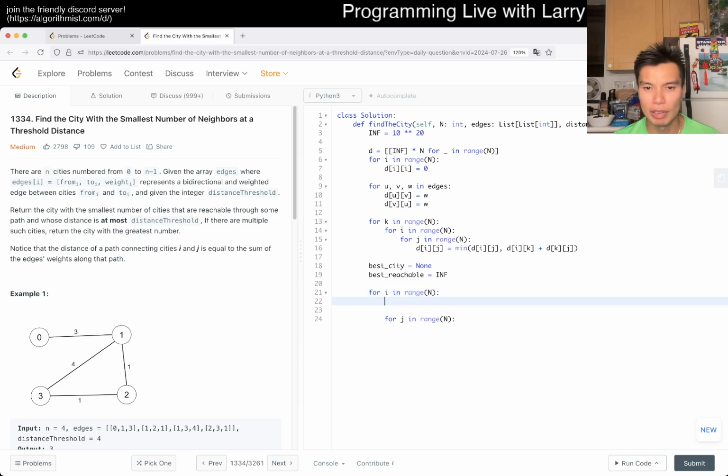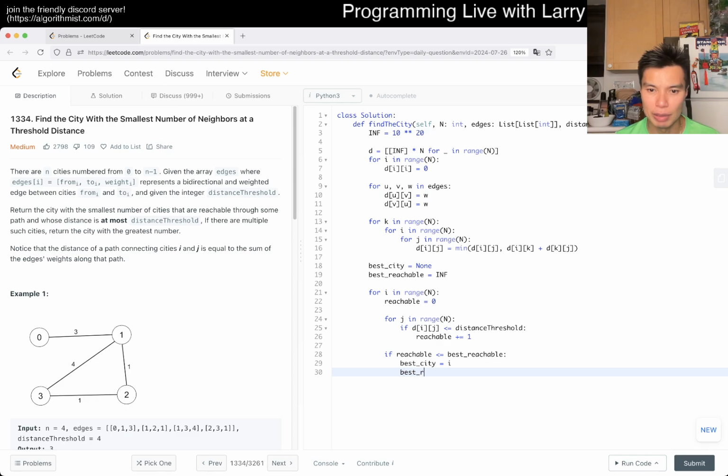And then here we go, reachable is equal to 0. And then we just count it out, right? If d sub i of j is less than or equal to distance threshold, then reachable we increment. And then if reachable is less than or equal to best reachable, then best city is equal to i, and best reachable is going to be reachable, right? And then that's it.